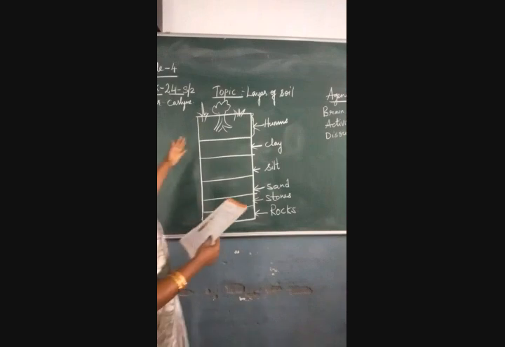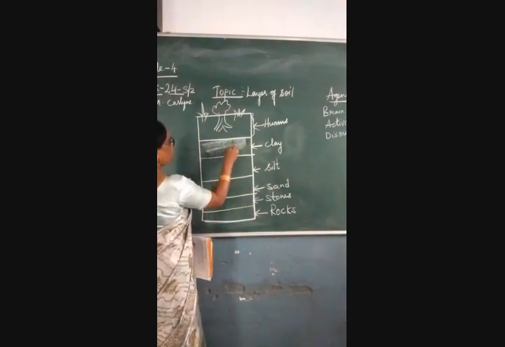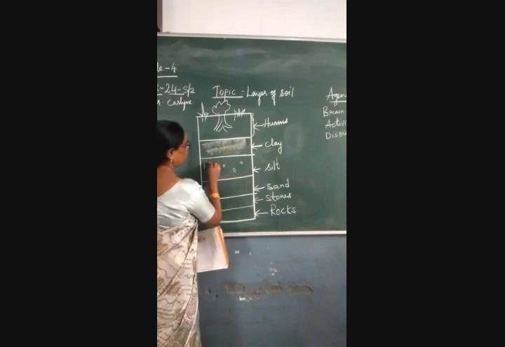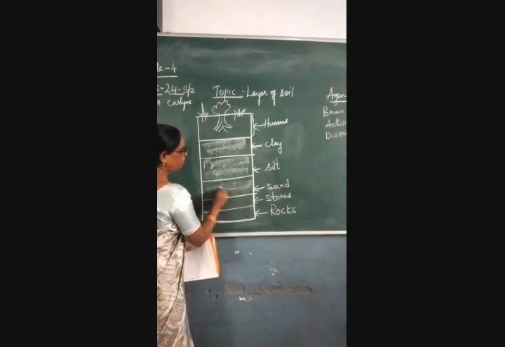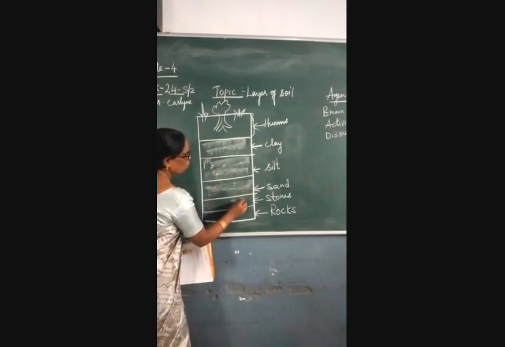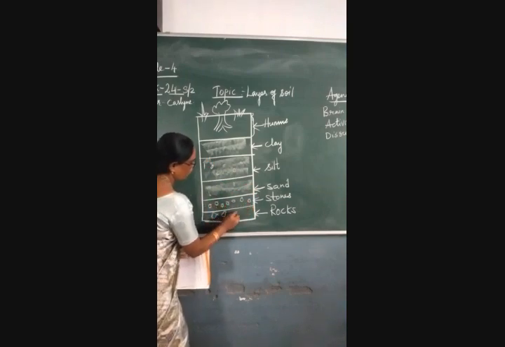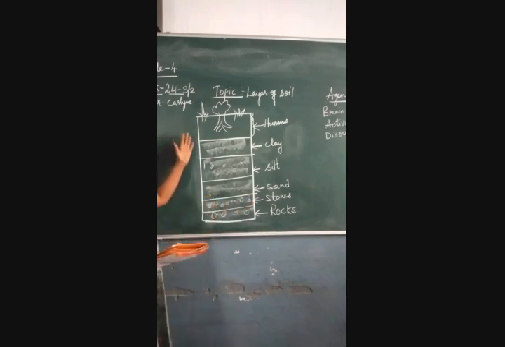Draw the diagram: humus, and over here clay. Just clay over here. Next one we are having silt. Next one, sand, you will find over here. Next one, stones, you will find over here. Next one, you will see big rocks over here. Just draw it and color it very neatly.